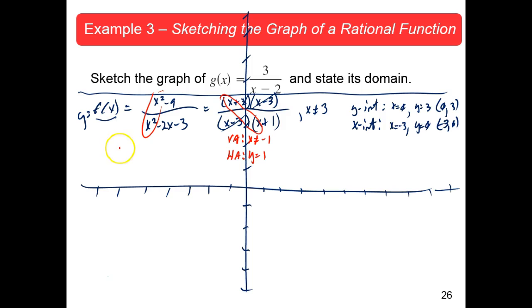Horizontal first, and that's where y is equal to 1. You go up to y equal to 1, and then do a horizontal line through there. Now we do it in red just because we do the vertical in red. Remember, the function can touch or cross a horizontal asymptote. It can't touch or cross a vertical asymptote. Okay? Next.